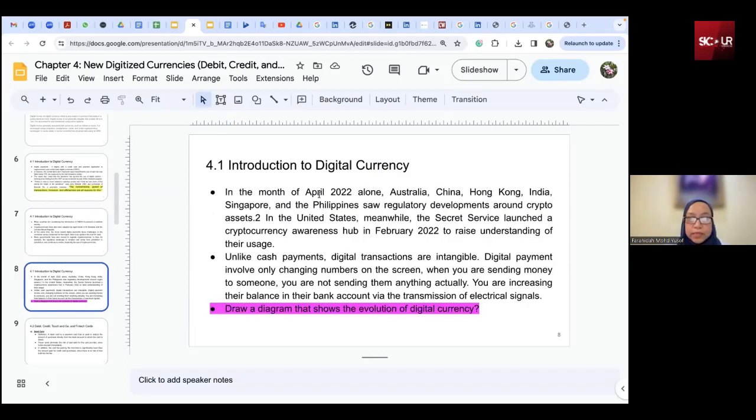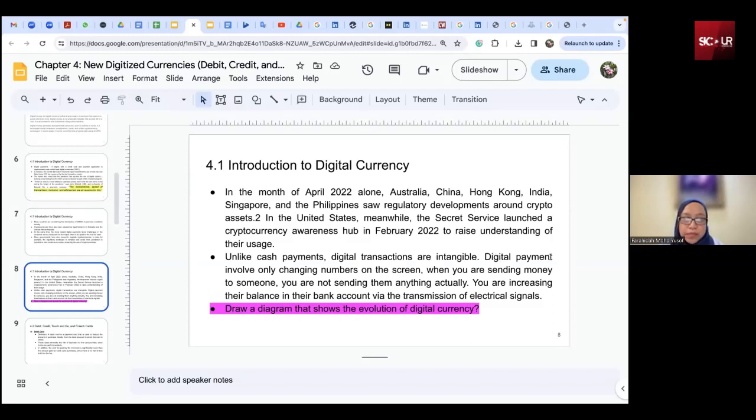Okay, in the month of April 2022 alone, dia kata Australia, China, Hong Kong, India, Singapore, and Philippines saw regulatory developments around crypto assets. So in the United States, meanwhile, the Secret Service launched a cryptocurrency awareness hub in 2022. Okay, sorry, to raise understanding of their usage. Okay, unlike cash payment, digital transactions are intangible.